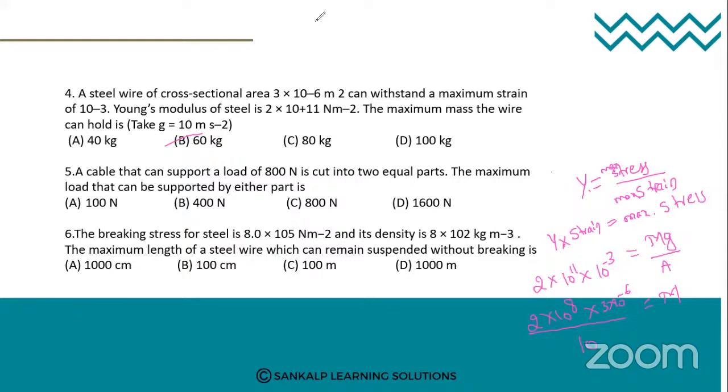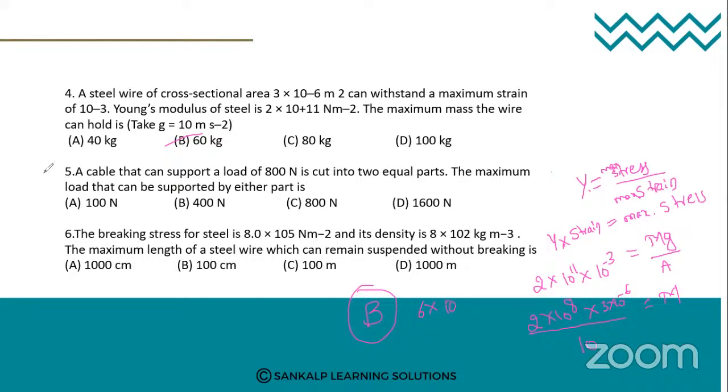Option B is right. If you multiply here, 2 3s are 6, 10 raised to 8, 10 raised to -6, 10 raised to +1. 8 minus 6 will be 2. Then if it goes to the numerator, this is 10. So it is 60. Yes, option B is the right answer.